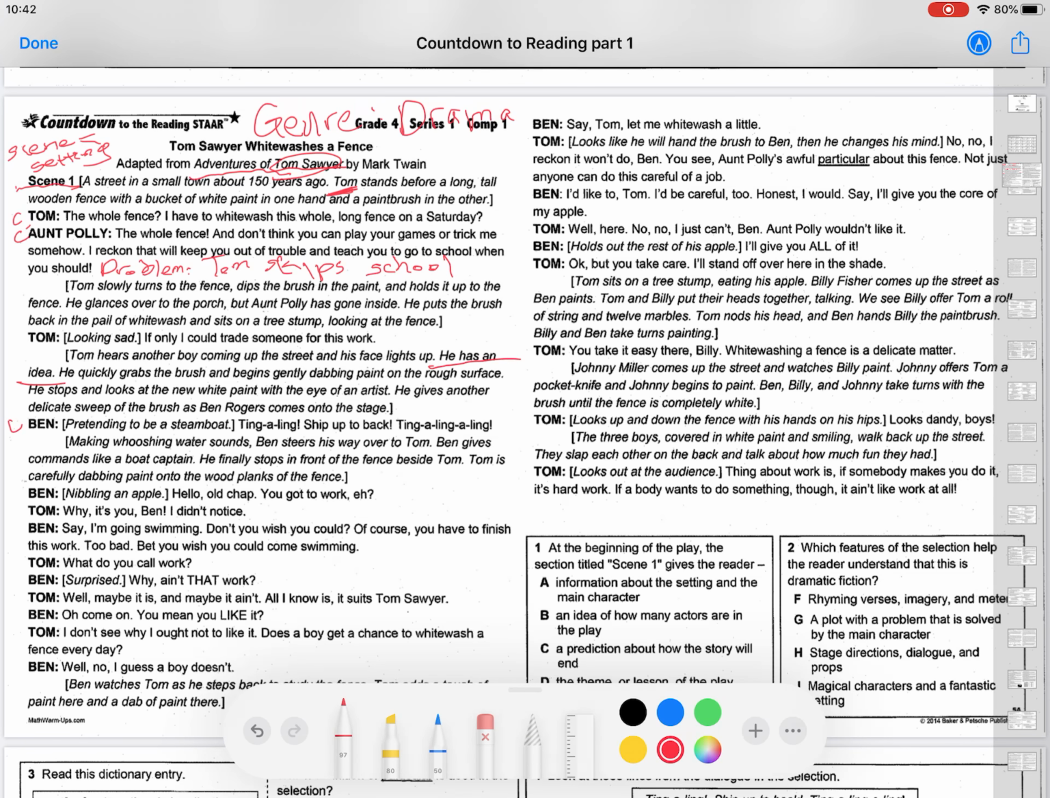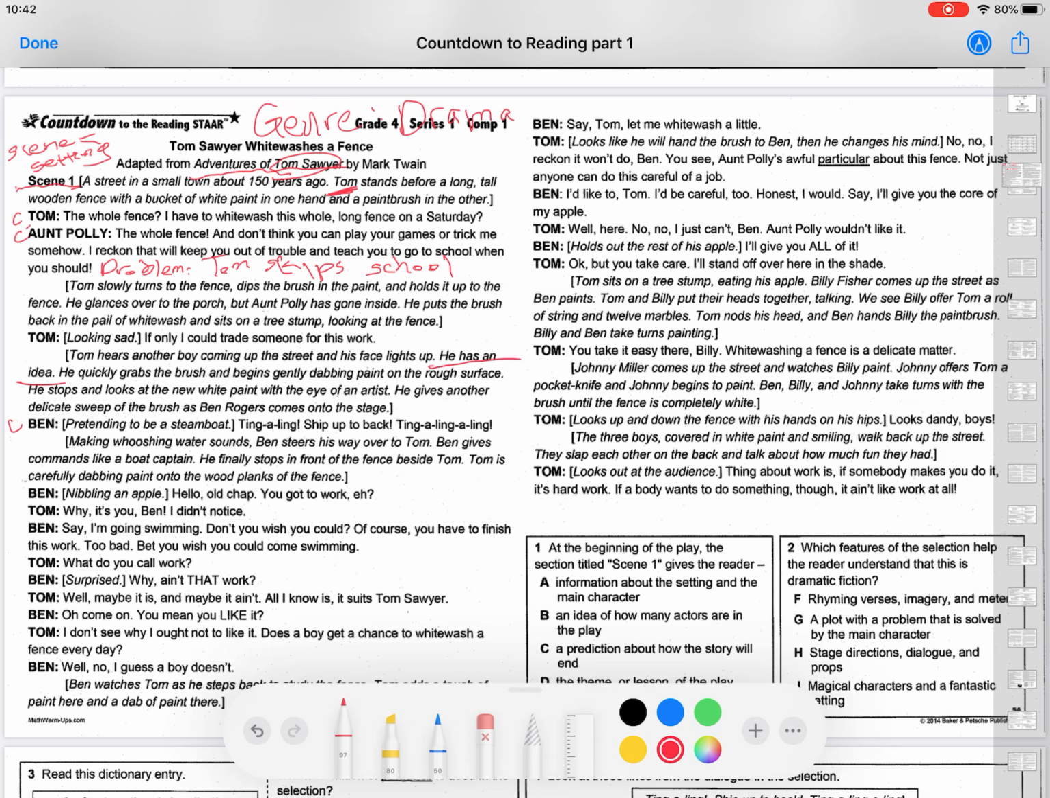Ben nibbling an apple. "Hello, old chap. You got to work, eh?" "Tom, why it's you, Ben. I didn't notice. Say, I'm going swimming. Don't you wish you could? Of course you have to finish this work. Too bad. Bet you wish you could come swimming." "What do you call work?" Ben, surprised. "Why, ain't that work?"